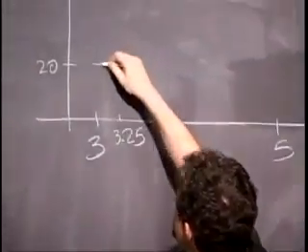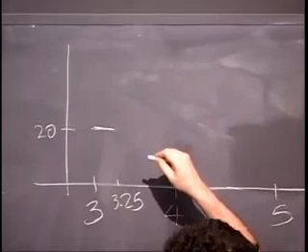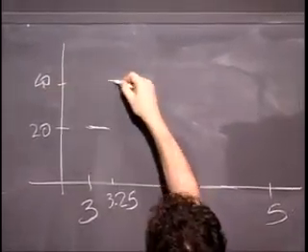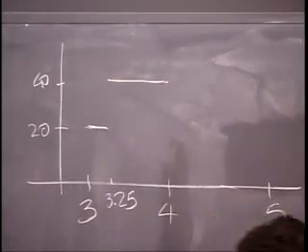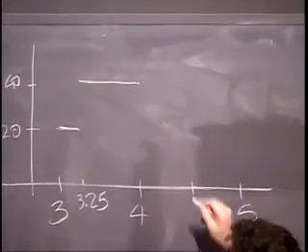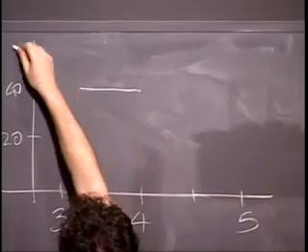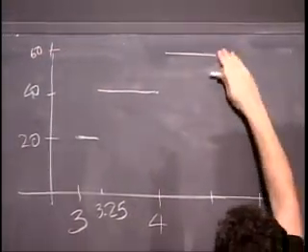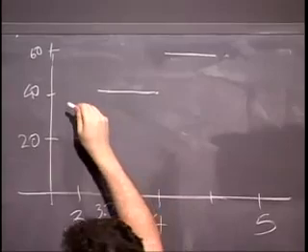So there's your speed for that time. And then perhaps you go at 40 for the next 45 minutes. So there's your speed for that period of time. Then up to 4:30 for half an hour, you might go at, say, 60 miles an hour. And then for the last half hour, you go at 50.